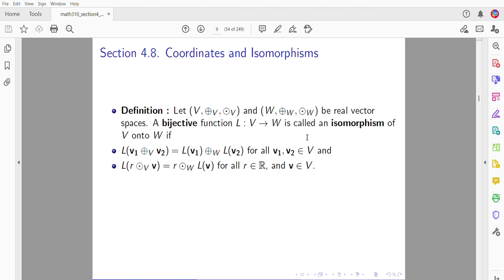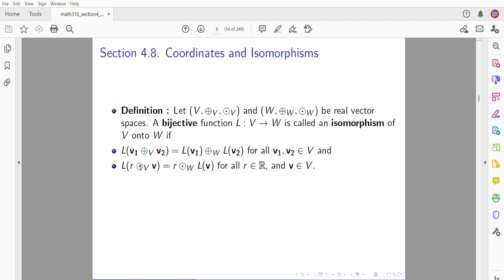Likewise, scalar multiplication. L(r ⊙_V v) equals r ⊙_W L(v). So scalar multiplication, you get equality here for all real numbers r and every vector v in V. So notice the first line here, we say L respects vector addition. The second statement, we say L respects scalar multiplication.